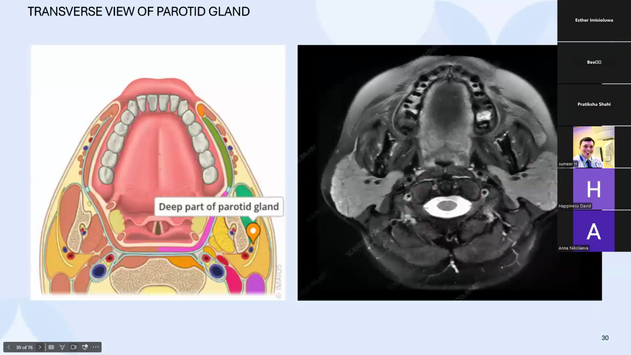Yes, and here we have a transverse view of the parotid gland. The parotid gland is here, and on this graph it's yellow in color. Inside the parotid gland, a very important structure, we have the facial nerve. And here is how it looks in a transverse view on MRI.